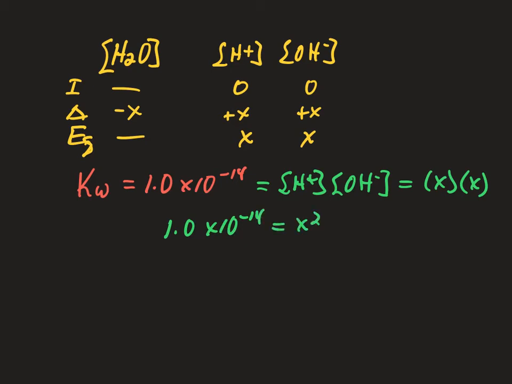If we take the square root of that, we get that 1.0 times 10 to the minus 7 is equal to X, which is equal to the concentration of hydrogen ions and the concentration of hydroxide ions. So in pure water, with other things removed, the concentration of hydrogen ions and the concentration of hydroxide ions is 1 times 10 to the minus 7th molar.